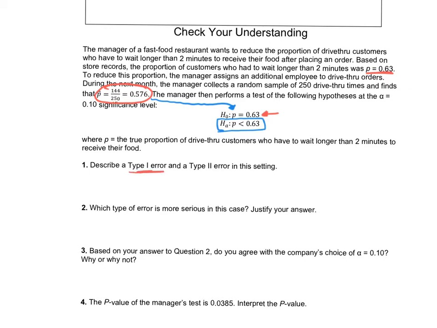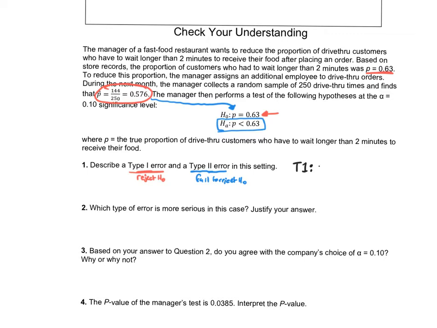Remember, a type 1 error is when you reject the null, but you shouldn't have. A type 2 error is when you fail to reject the null, but you should have. Okay, so those are the different types. So let's try this. I'm going to put it over here. Type 1 error. Okay, describe it in context.